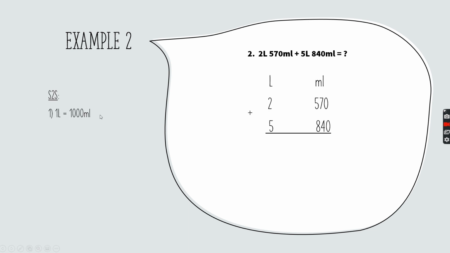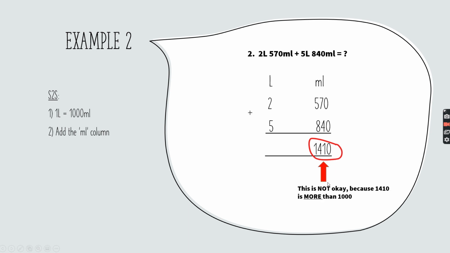So remember our steps, the first one is we need to know that 1 liter is equal to 1000 milliliter. Then we're going to add the ml column, which is the milliliter column. We're going to focus adding the ones right here first. So 570 plus 840, and that equals to 1410. So what's going to happen next is this 1410, we know that this is more than 1000, so this is not okay. So what does step 3 tell us?